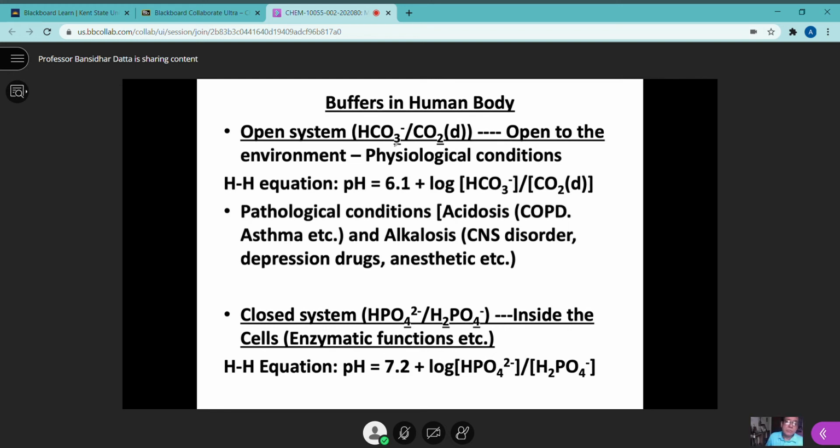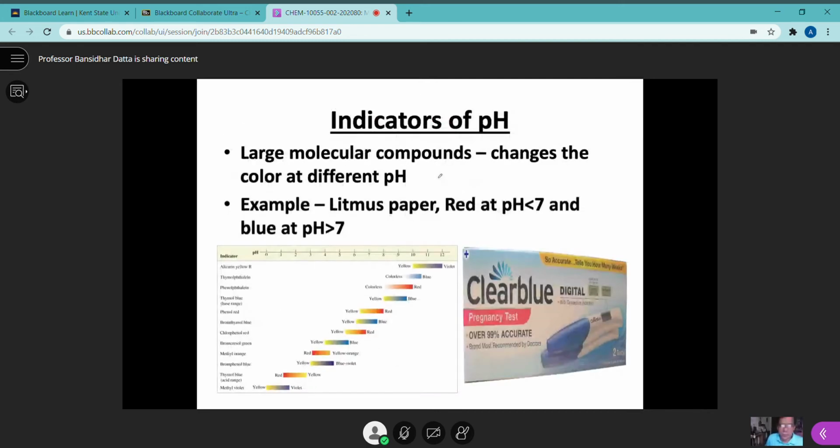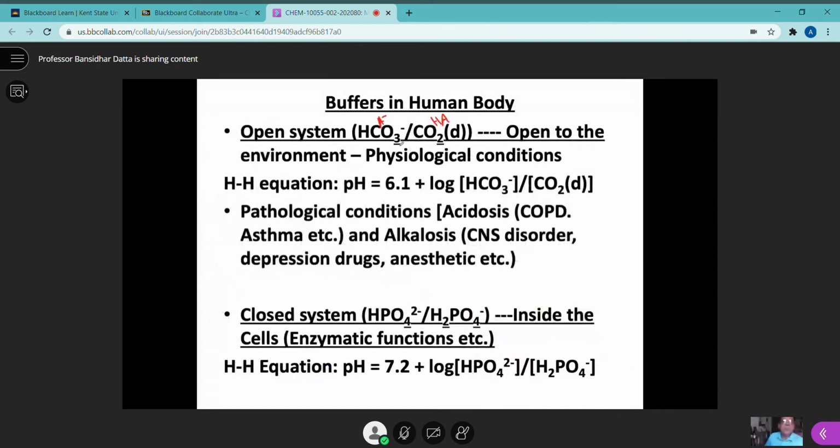So that's a physiological condition. The open system is in our circulatory system, the blood system, and that has HCO3 minus. This is our A minus, and CO2 dissolved doesn't look like an acid, but it actually acts like an acid. Now, I'm not going to derive this equation. It's a long equation. You don't have to derive it for this class at least, right? This is A minus. That's HA. So, conjugate base and conjugate acid.